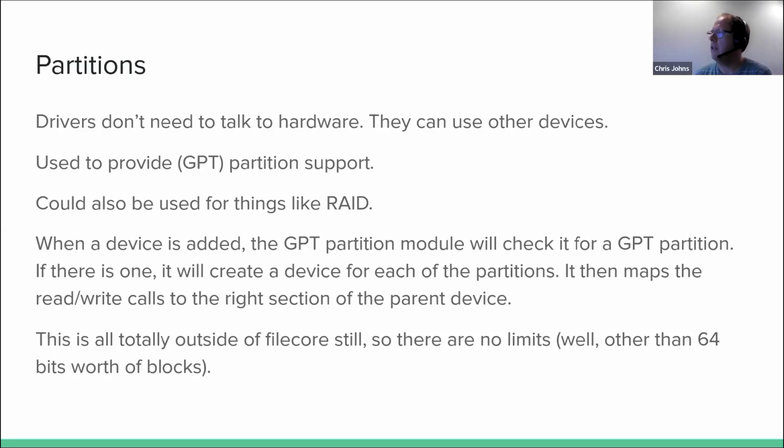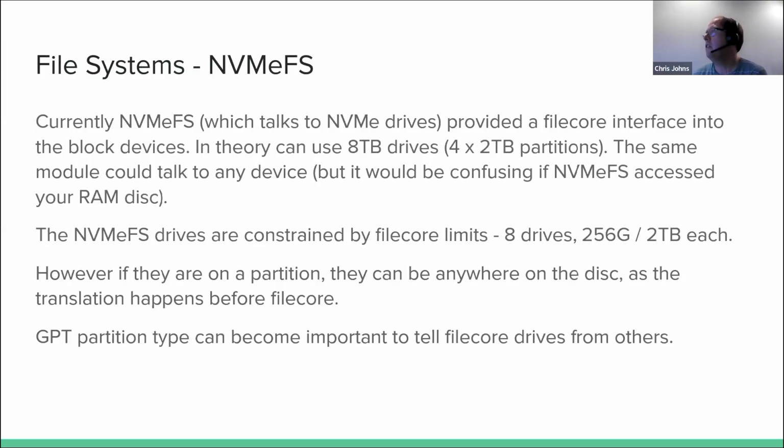Which does mean that we get on to the next bit, which is putting a Filecore system on it. You can have the Filecore system anywhere on the disk, because as far as Filecore is concerned, it starts at block 0, because that's mapped before Filecore is even aware of it. Which is what NVMe FS does. So that provides a Filecore interface to the BlockDevices.